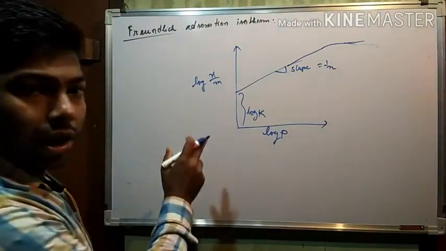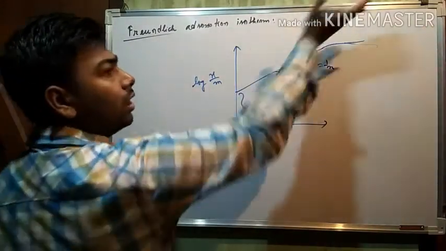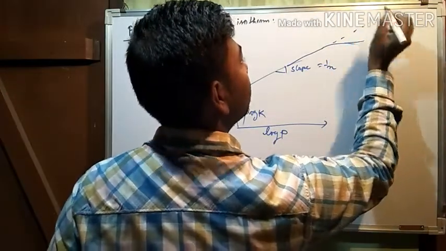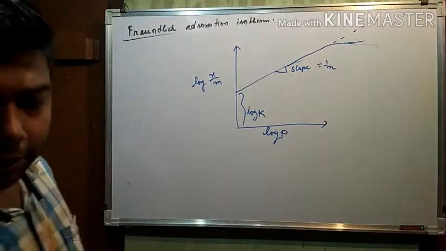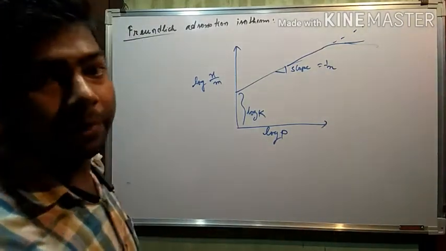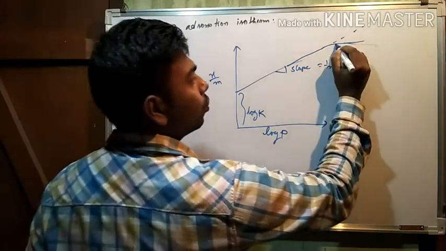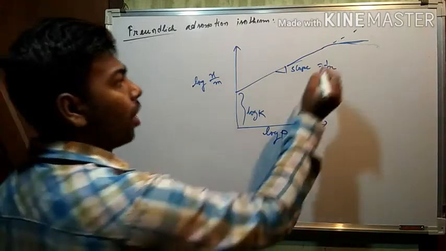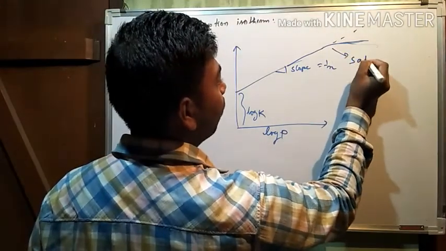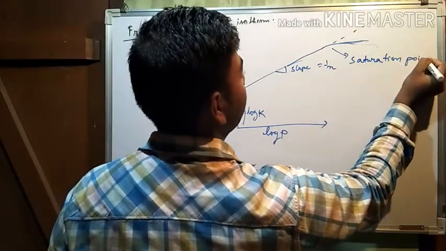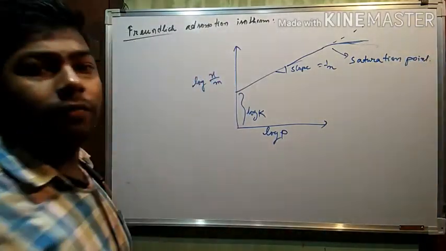According to his theory, the curve should be increasing order. Should be this way, no? But actually, experimentally it is found that the curve, after some pressure, goes parallel to your x-axis. And this point is known as saturation point. Now, what is the meaning of saturation point?